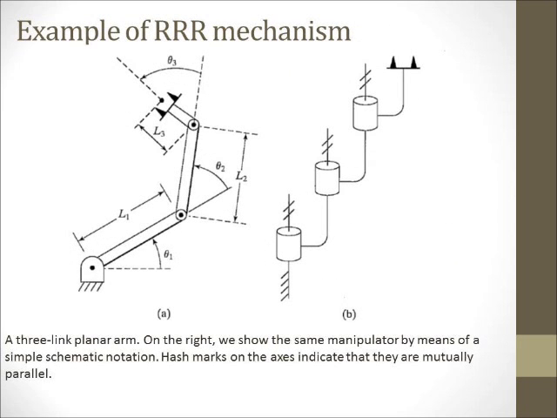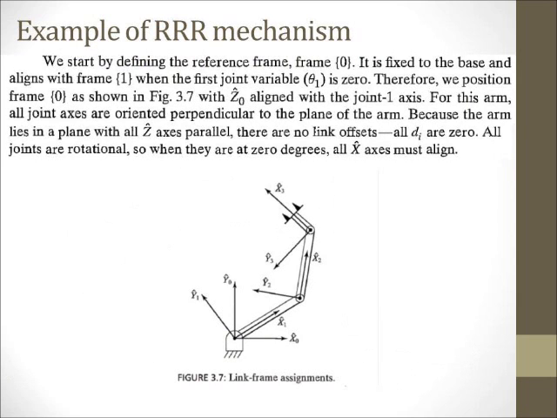Now we will see an example of a three-link arm mechanism. This is a 3-link planar arm. On the right we see the same manipulator by means of a simple schematic notation. Hash marks on the axes indicate that they are mutually parallel. We start by defining the reference frame, frame 0. It is fixed to the base and aligns with frame 1 when the first joint variable theta 1 is 0. Therefore, we position frame 0 as shown in figure 3.7, with z0 aligned with the joint 1 axis.